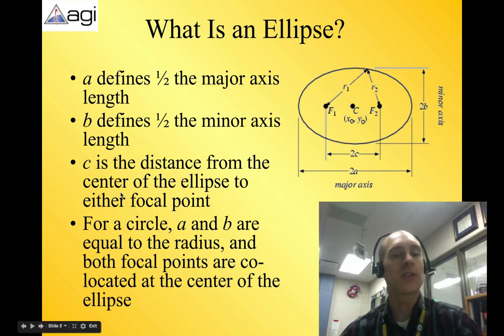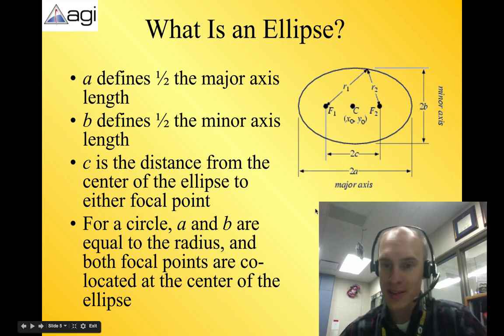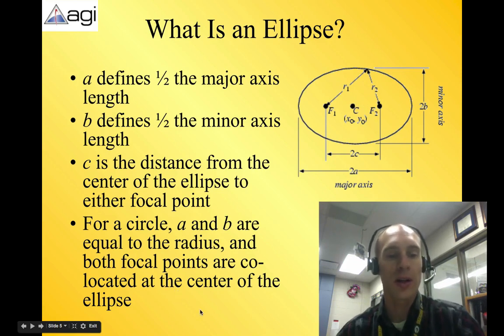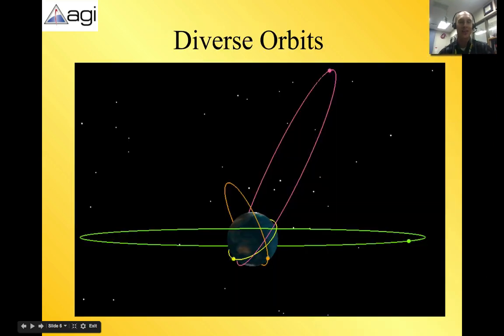And then C is the distance from the center of the ellipse to either focal point. So we have this as center to the focal point. So 2C is focal to focal. For a circle, A and B are equal to the radius. This value and this value are equal. A would be just half of it, right? So A and B are equal to the radius. They are the radius. And both focal points are co-located at the center of the ellipse.